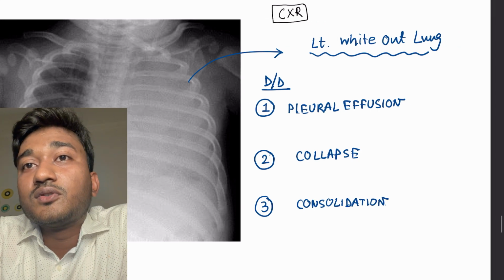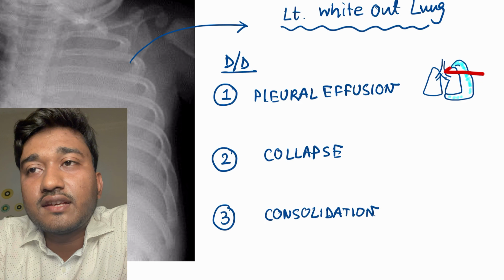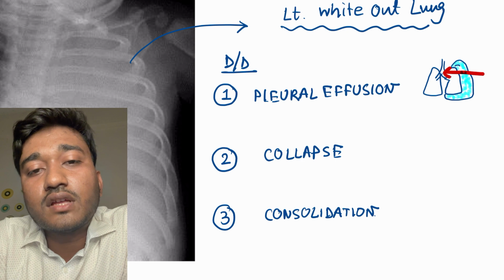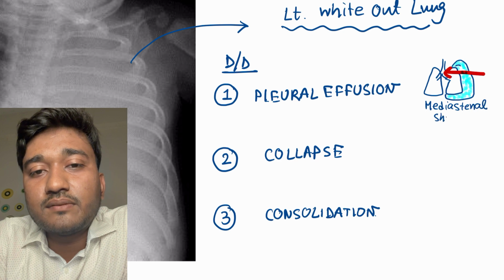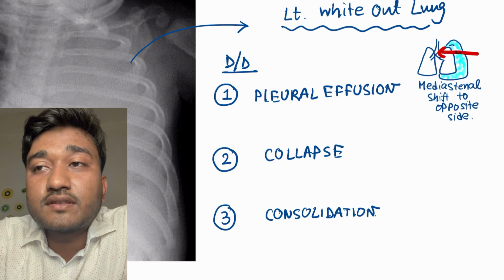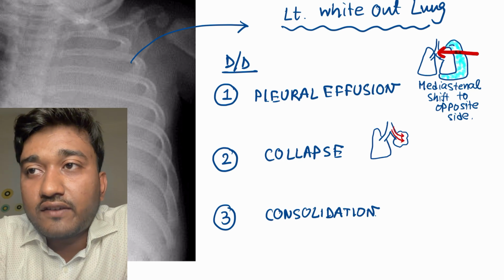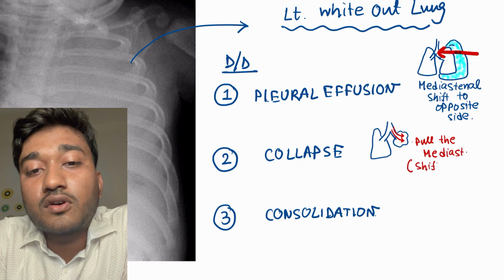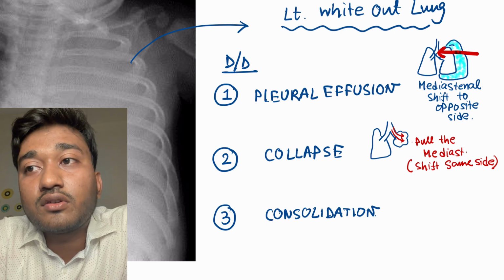So how to differentiate? In pleural effusion, as there is a collection of fluid in the pleural space, there will be mass effect, and the mediastinum will be shifted to the opposite side. Please look at the trachea, it will be shifted towards the side opposite the whiteout lung. But in collapse, it will drag the mediastinum towards its own side, so there will be pulling of the mediastinum towards the same side. In consolidation, the trachea would be in the midline, with no shifting, along with an air bronchogram sign.